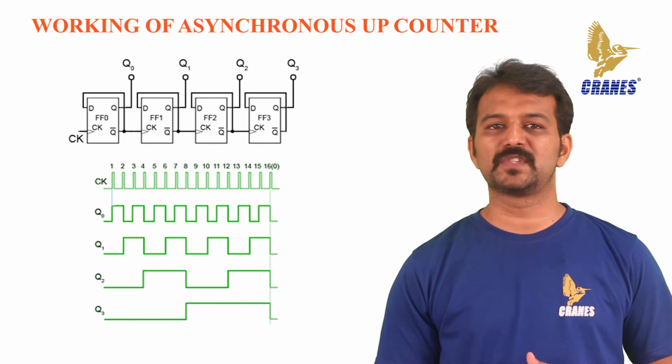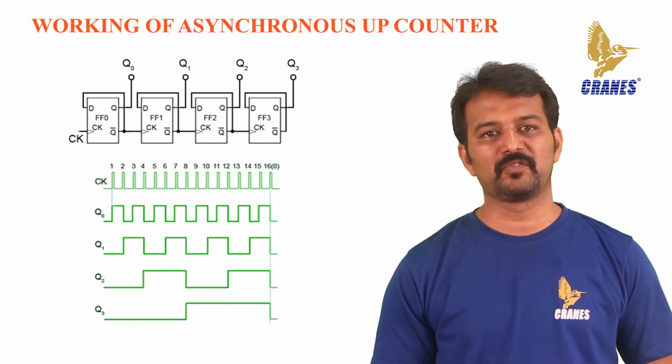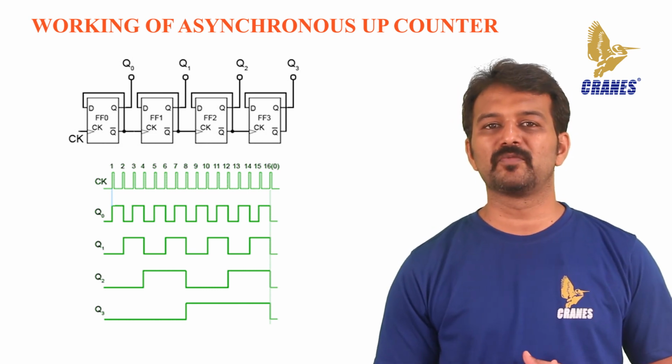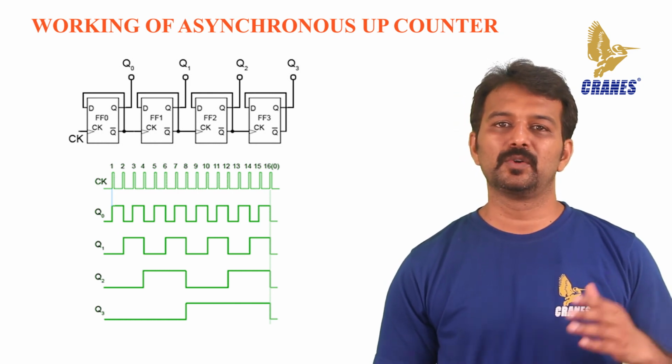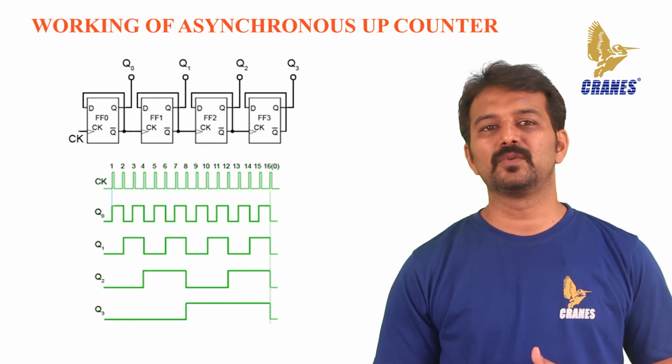As the Q bar of FF0 is connected to the clock input of FF1, the clock input of the second flip-flop will become 1. This makes the output of FF1 high, which indicates the value 2^0.